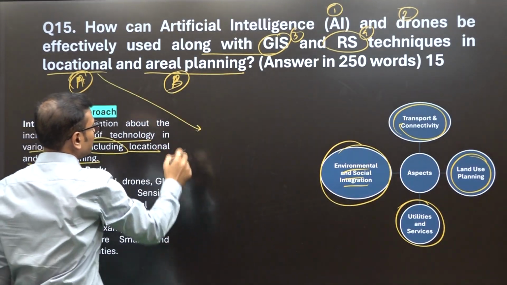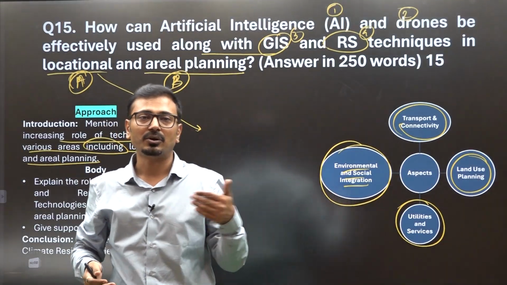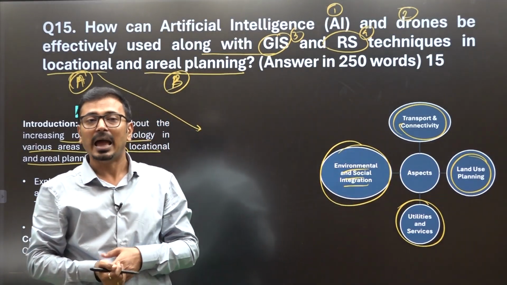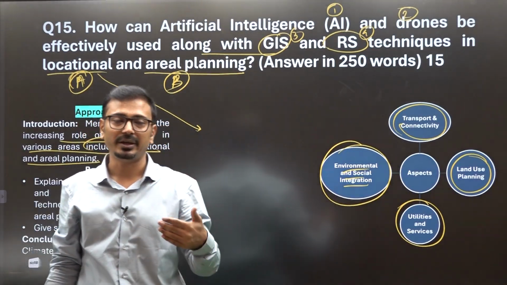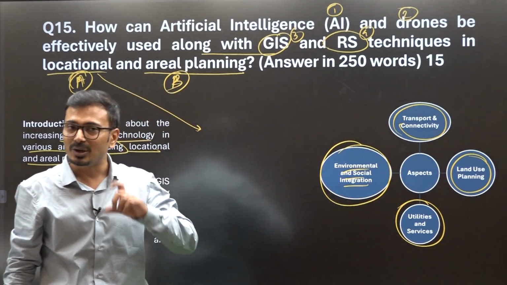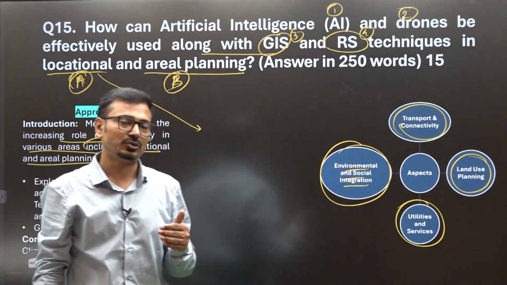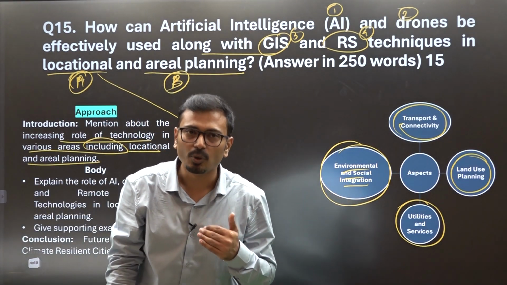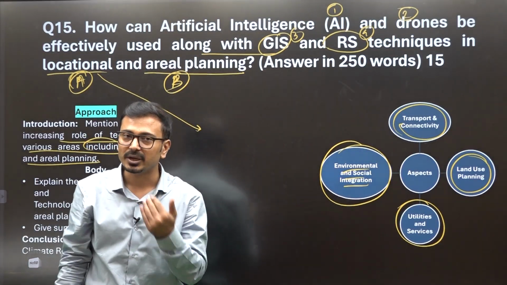Locational is about the location of various activities in urban or rural areas, for example, the agriculture sector. So what kind of crops should be grown in a particular soil or particular area? That is locational planning. Or what kind of energy resource or mode of transport should be there in a particular urban area, that is locational planning.